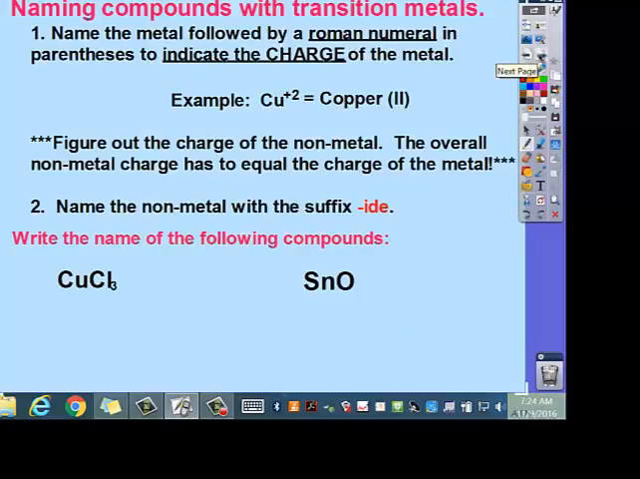Now when you're naming them, it's a little bit different. We took the charge away when writing formulas, and now we just need to put that charge back in there. So you're going to name the metal followed by a Roman numeral in parentheses to indicate the charge of the metal. An example, copper +2, right here, copper +2. You need to write copper and then a Roman numeral 2 to emphasize the charge. Figure out the charge of the nonmetal, and the overall nonmetal charge has to be equal to the charge of the metal.